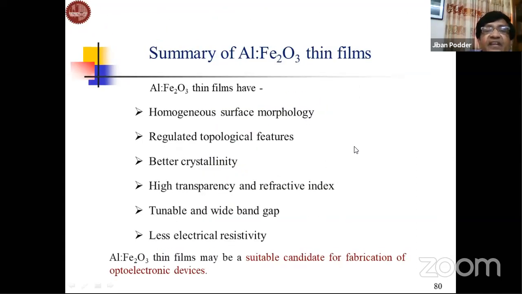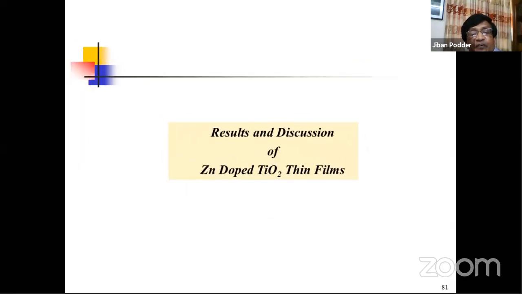Again, this is the summary of the aluminum doped iron oxide thin films. We have a homogeneous surface morphology, regular topological features, better crystallinity, high transparency and refractive index, which we calculated, a tunable wide band gap, and less electrical resistivity. So this may be suitable for the fabrication of optoelectronic devices, given its surface morphology, electrical characteristics and surface properties. We can say this is the suitability of this material.